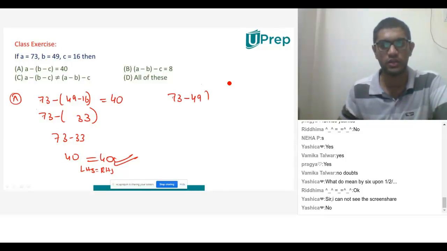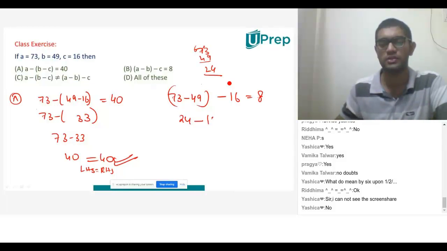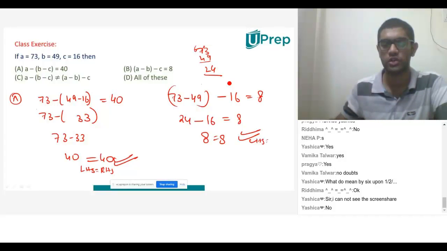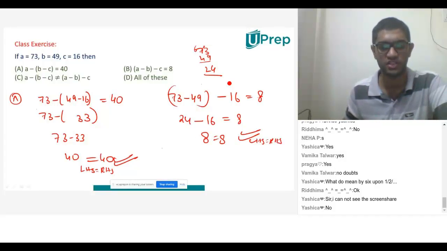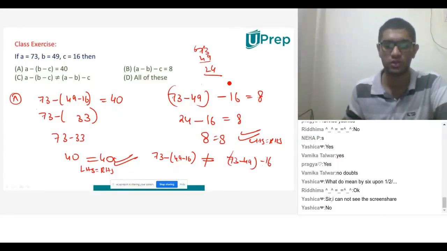73 minus 49 minus 16, whether it's equal to 8. Solve this. Carry 4, 2. 24 minus 16 is 8. 8 equal to 8. LHS equal to RHS. Very simple. That's the reason I'm going fast. What about the third option? A minus B minus C.